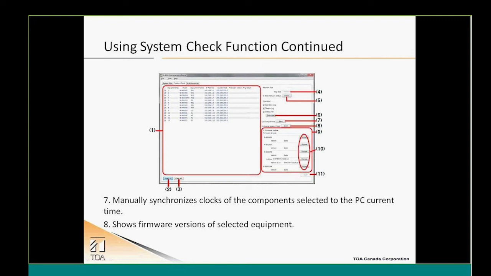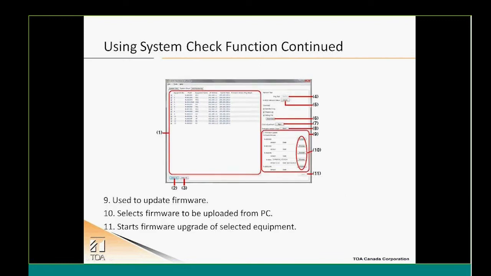Number 8 is your firmware version check button, which allows you to check the firmware version of each component in your system. Sections 9 to 11 is where the firmware upgrades take place. This is also where you would do the firmware downgrades if you've enabled it through the option settings.